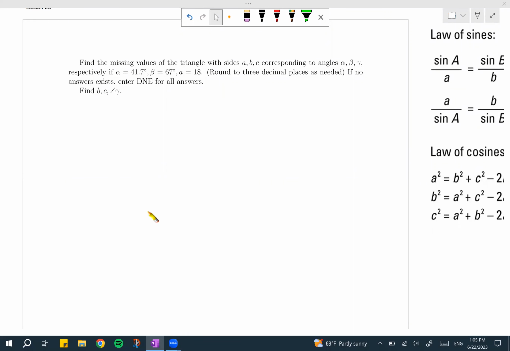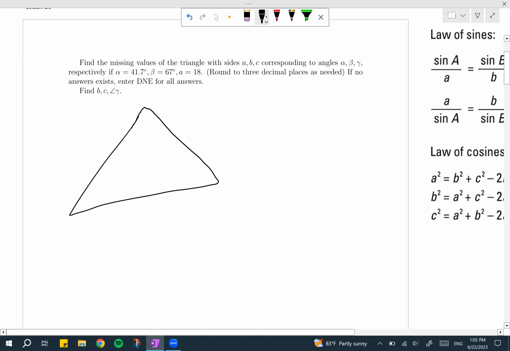Hey, so we've got this problem, and they want us to find the missing values of a triangle with sides A, B, C, and angles alpha, beta, gamma, respectively. They give us some values and they want us to find the other ones. So I'm going to draw my triangle right here. I'm going to call this angle alpha, this angle beta, this angle gamma. This is side A, side B, and side C.